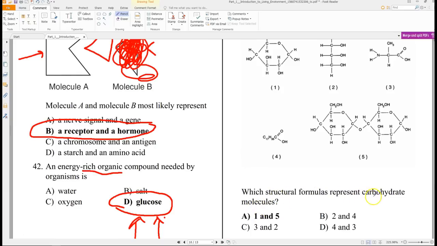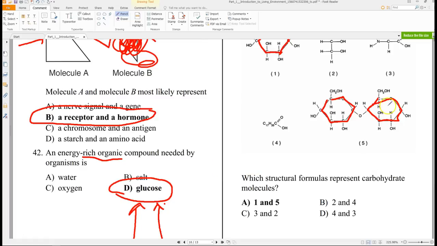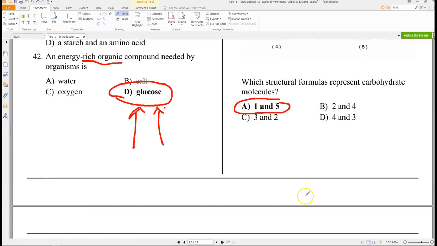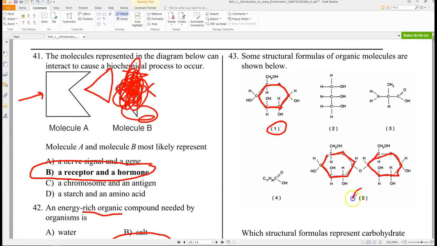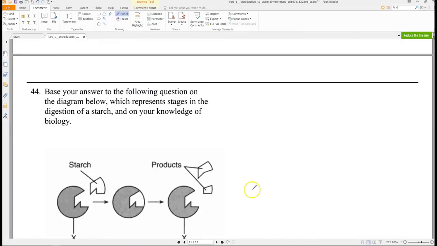So let's see what it's asking for. Which structural formulas represent carbohydrate molecules? A carbohydrate sugar always has this ring shape. So when you see this ring shape, that is a carbohydrate sugar. Very, very obvious. The best answer for this is choice 1 and 5, because they're both carbohydrate sugars. Next.